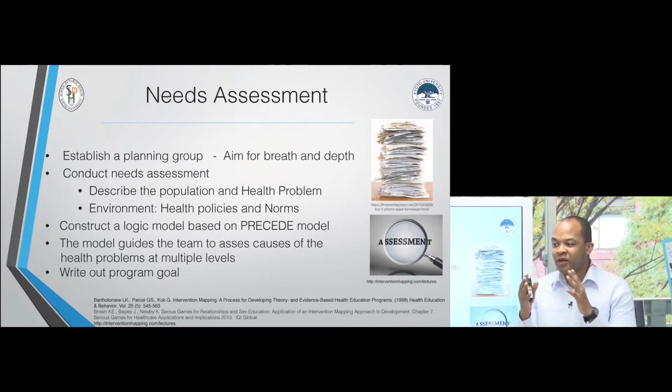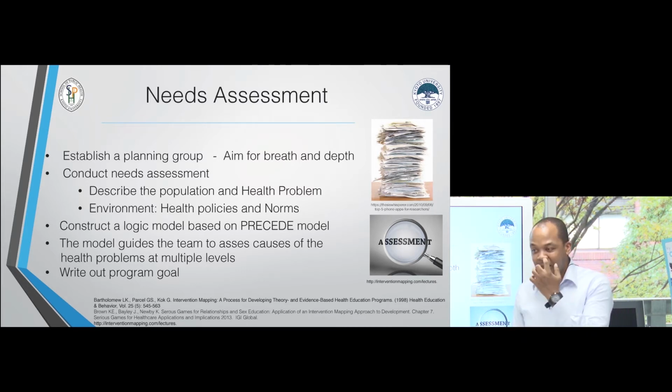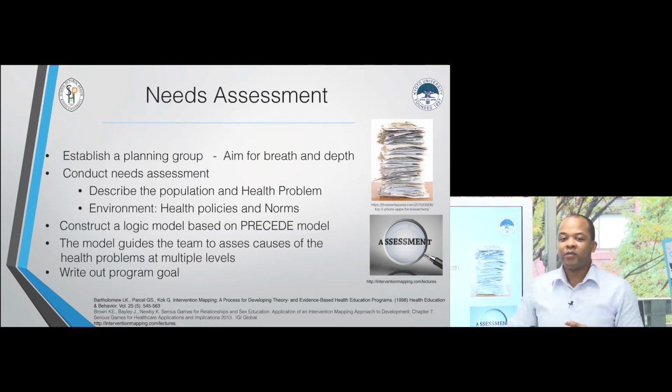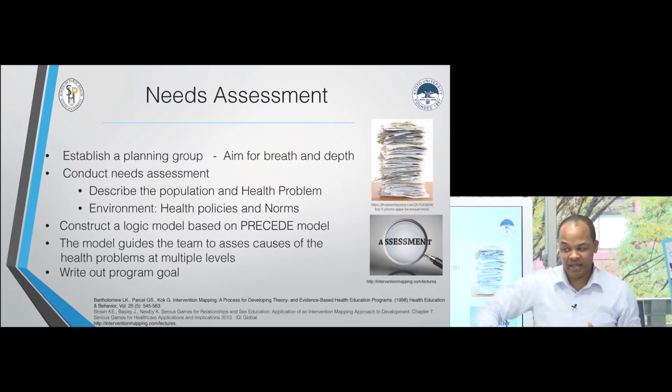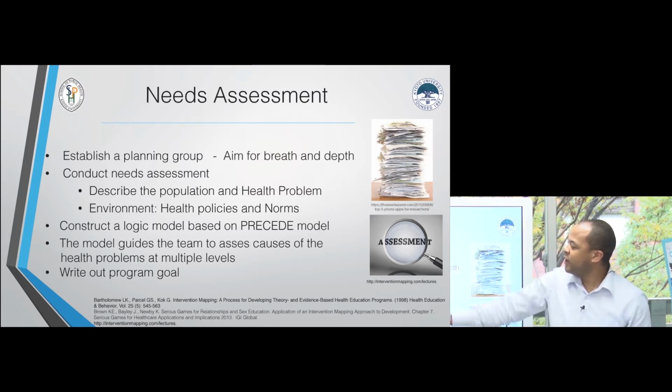If your intervention is in Kyoto University, you need to probably work with people from the hospital, from this department, and from another department, or from administration. So stakeholders. You need to involve stakeholders. And then you also need to consult with the users of the program you are designing. They should be part of, ideally, your group. So establishing this planning group, aim for breadth and depth of the knowledge that you will get.